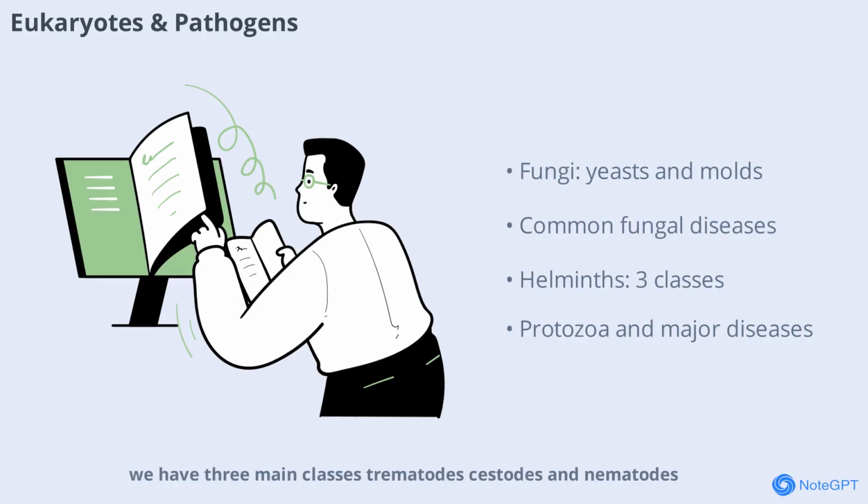Moving on to helminths, we have three main classes: trematodes, cestodes, and nematodes, which are all parasitic worms causing various diseases. Protozoa such as Giardia lamblia and Plasmodium are responsible for significant human illnesses, including giardiasis and malaria. Understanding these organisms and their diseases is crucial for recognizing their impact on human health.